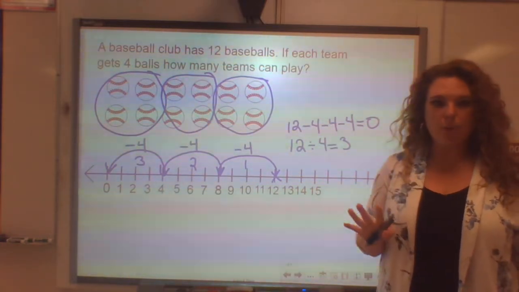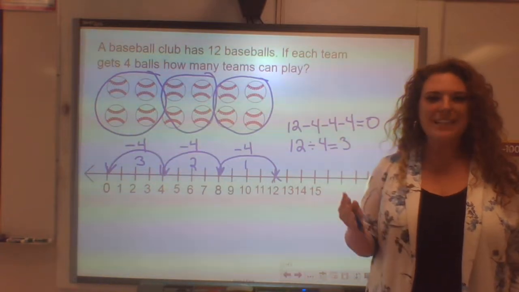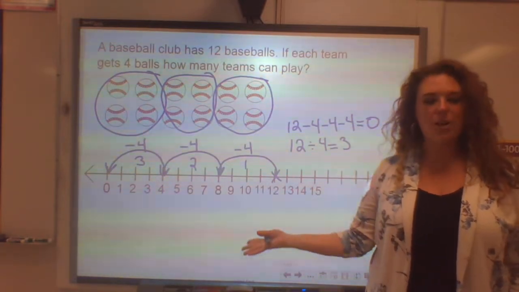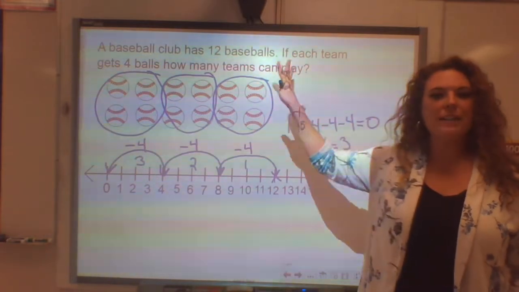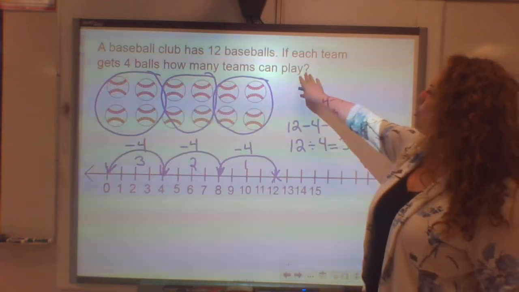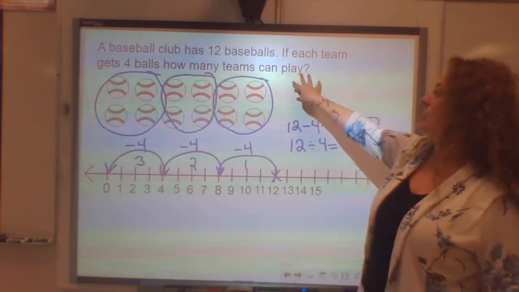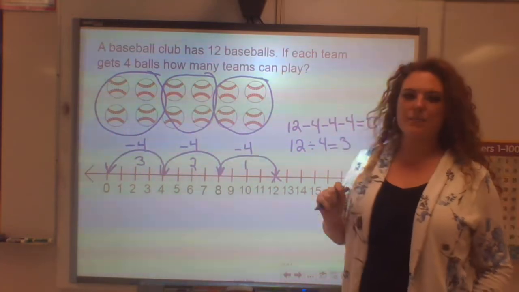Now here's something very important. I've noticed in some of the problem solving questions that are coming in, lots of you are forgetting to actually answer the question. So if it's a problem solving question, you need to go back to the question and find out what the question is asking. So I go back to, oh look, there's my question mark. That means it's a question. So I'm going to go back to, if each team gets 4 balls, how many teams can play?